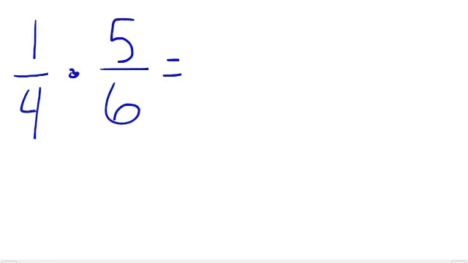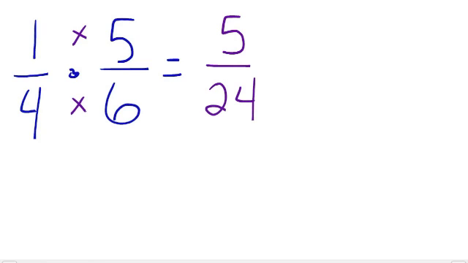Okay, so here we've got 1/4 multiplied by 5/6, so we multiply our numerators together. 1 times 5 is 5, and then we multiply our denominators together. 4 times 6 is 24, so we have 5/24.